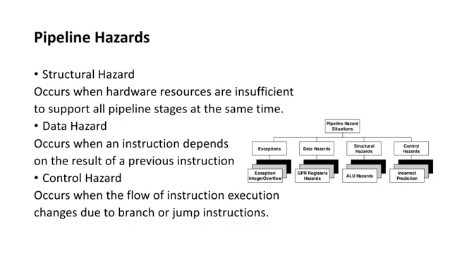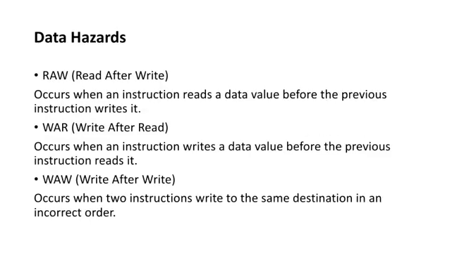Next, we move to data hazards. Data hazards occur when an instruction depends on the result of a previous instruction. To solve this, we use forwarding and stalling. Forwarding means passing results directly. Stalling means delaying instruction execution.